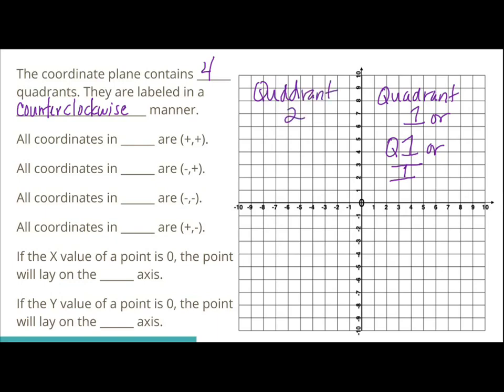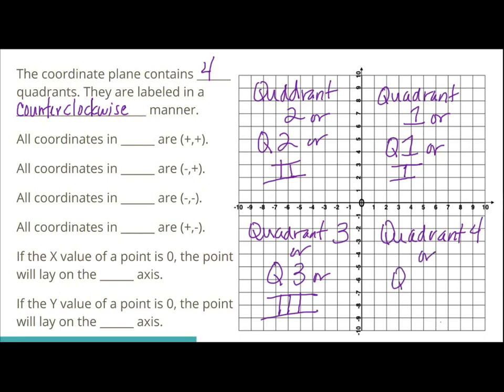Quadrant 2 can be labeled with just the Q2, or sometimes it's labeled with the Roman numeral 2, which looks like 2 capital I's. Down below that, we have quadrant 3. Or you'll see it labeled as Q3, or sometimes you'll see it with the Roman numeral 3, which is 3 I's, capital I's. And then lastly, we have quadrant 4.